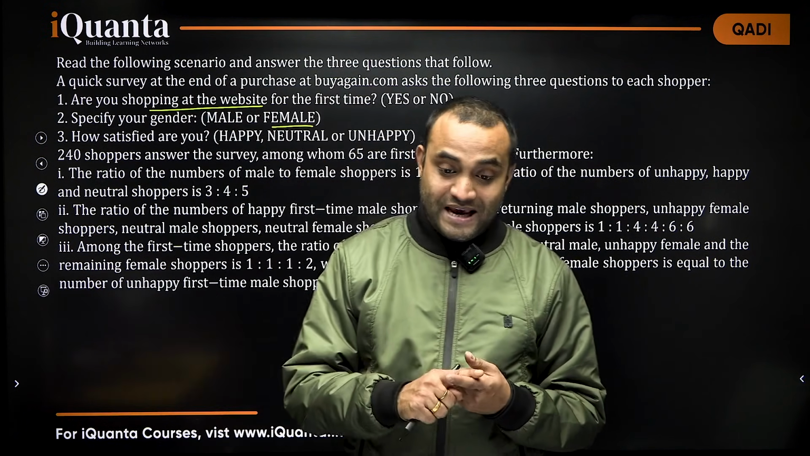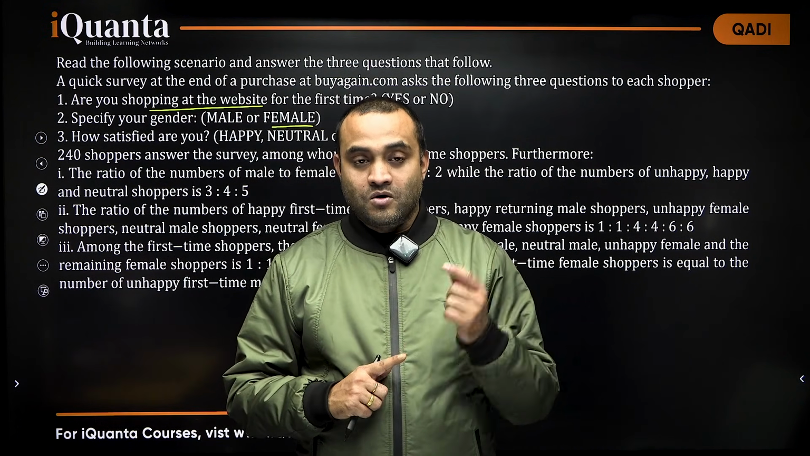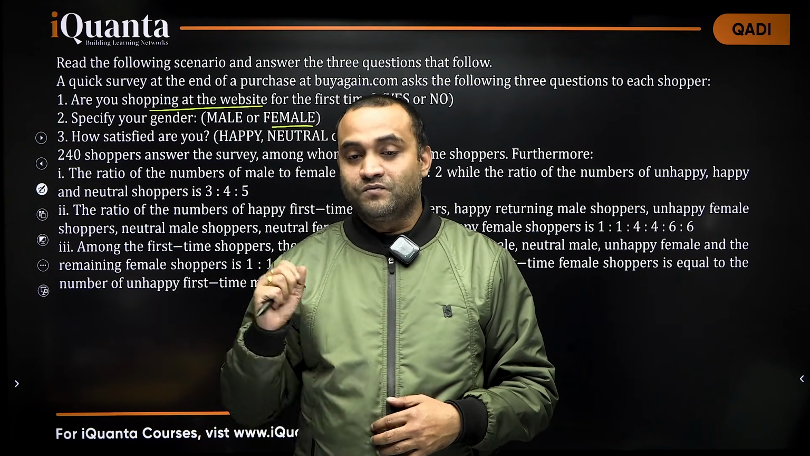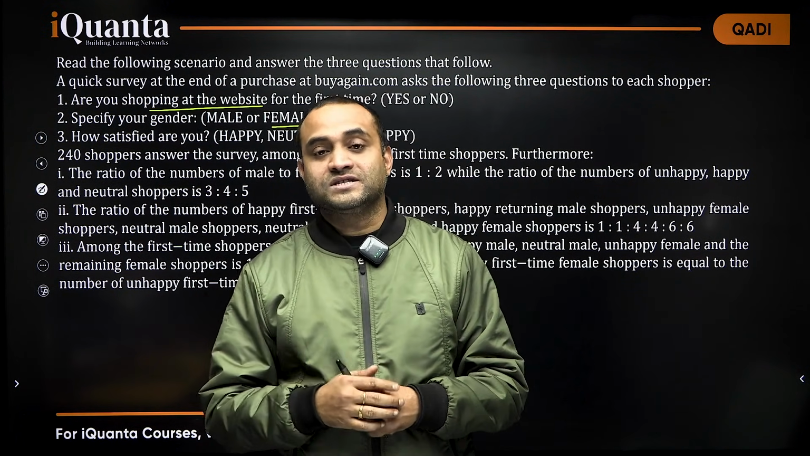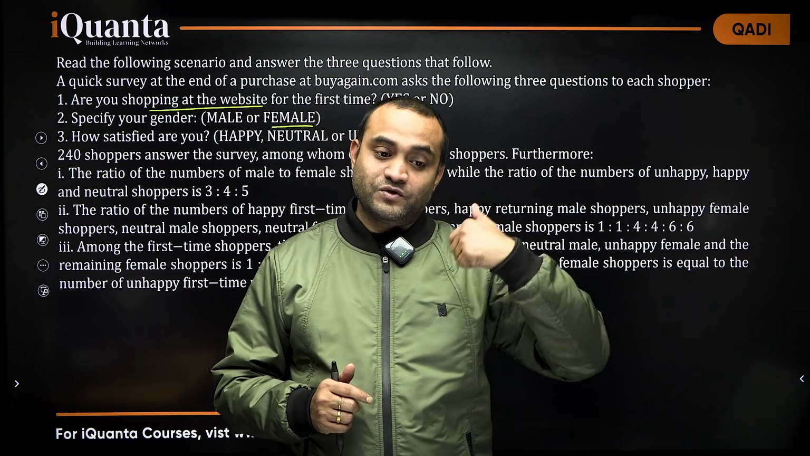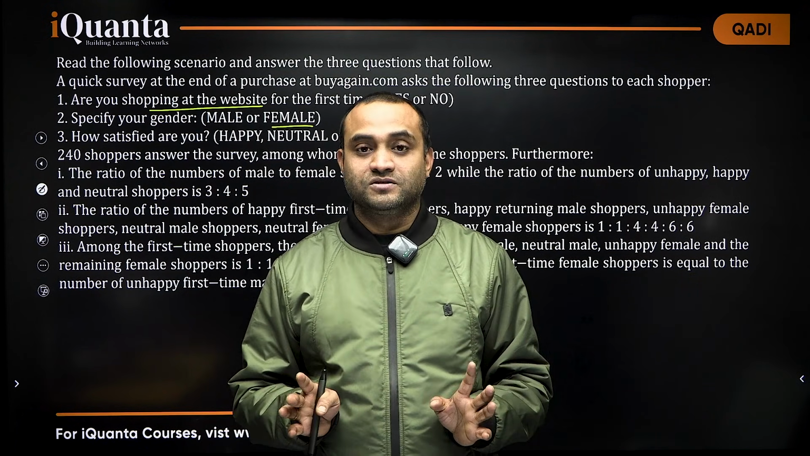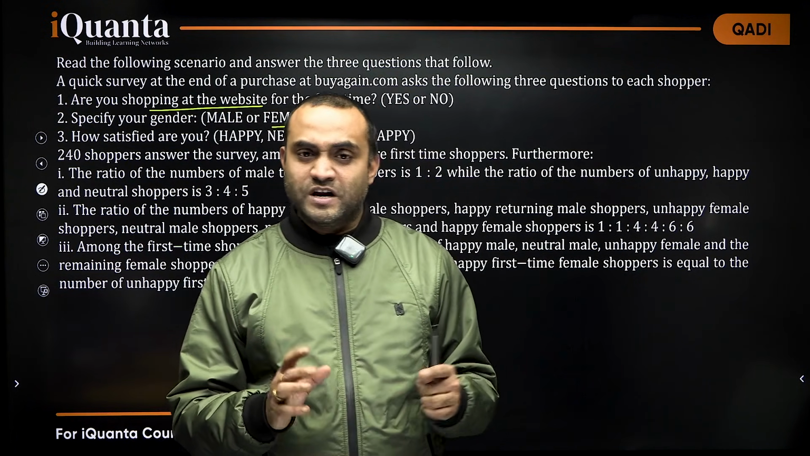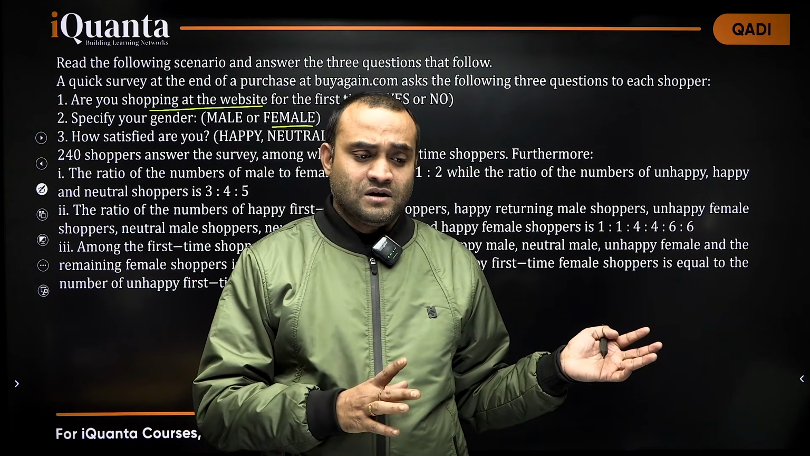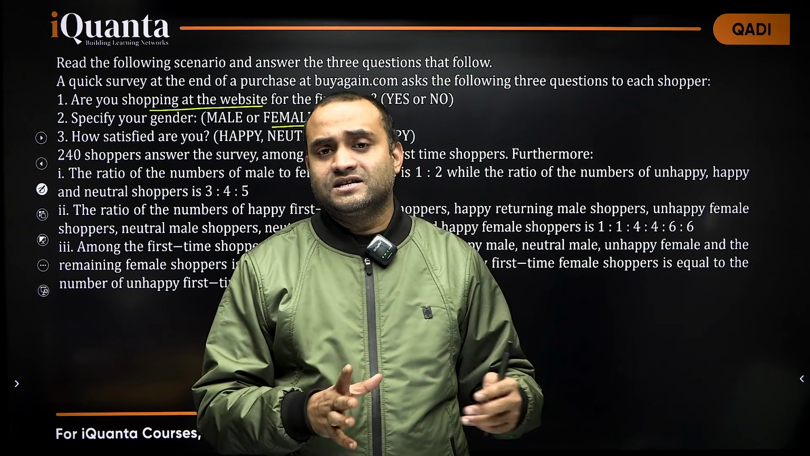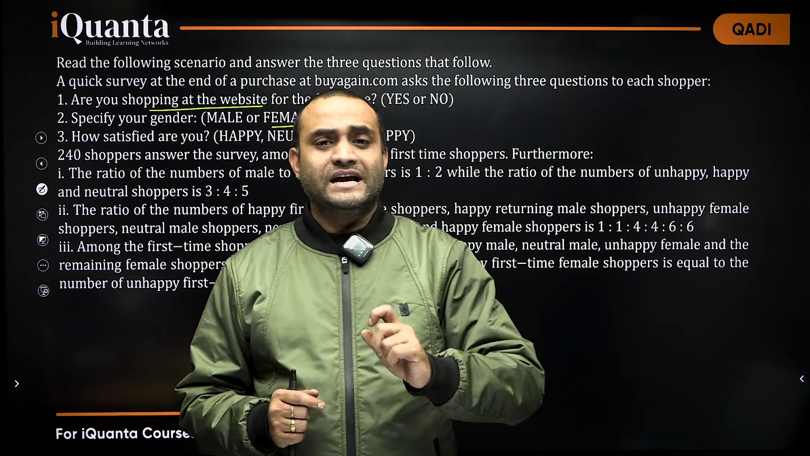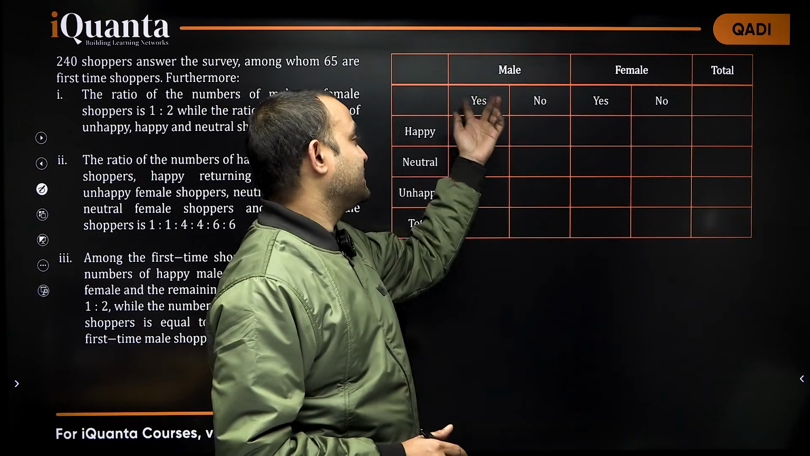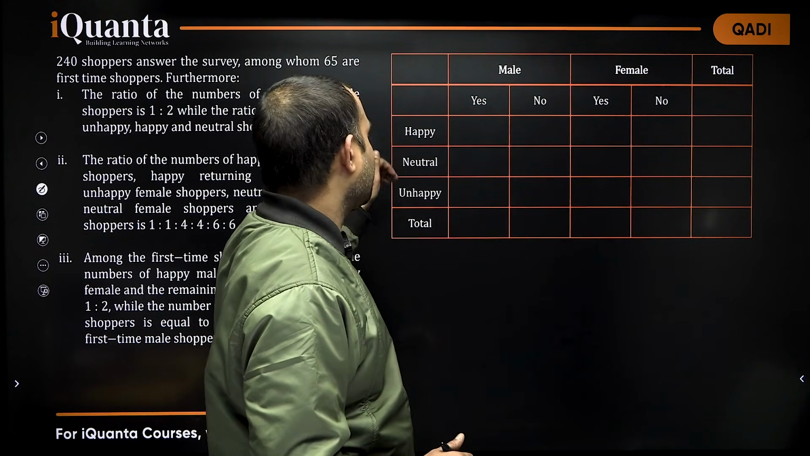We have male, we have female. Those males who are shopping for the first time and not shopping for the first time. Female shopping for the first time, not shopping for the first time. And then out of all these, we have happy, unhappy and neutral shoppers. So these types of table requirements are very popular these days. They have asked such sets where you need to draw these types of tables again and again. So this is how we need to create the table where we can put all the values: male, yes, no; female, yes, no; happy, neutral, unhappy.